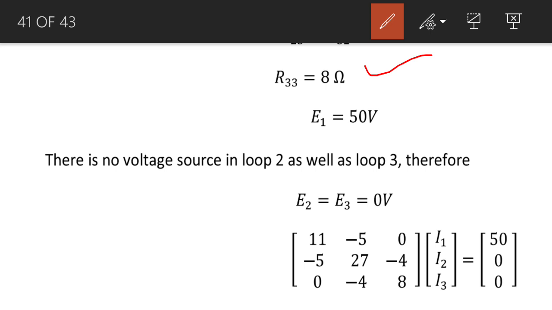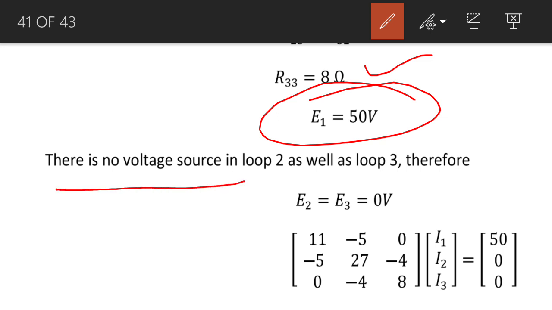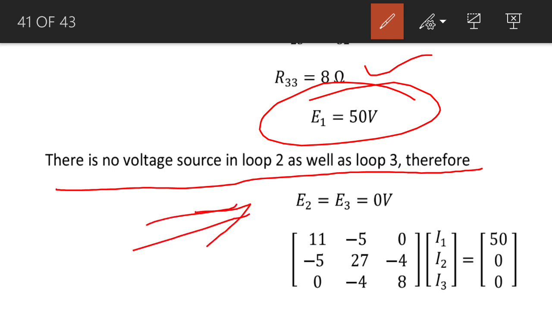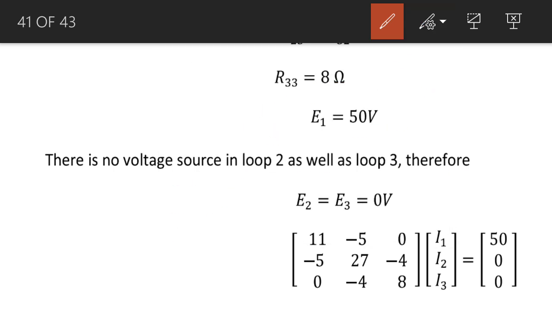R33 is 8. There is only one voltage source in the entire circuit, that is in loop number 1. The voltage across the source is a voltage rise. So E1 is 50 volt. There is no voltage source in loop number 2 as well as loop number 3. So E2 and E3 will be equal to 0.